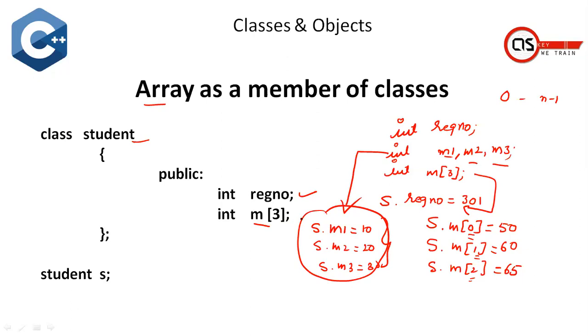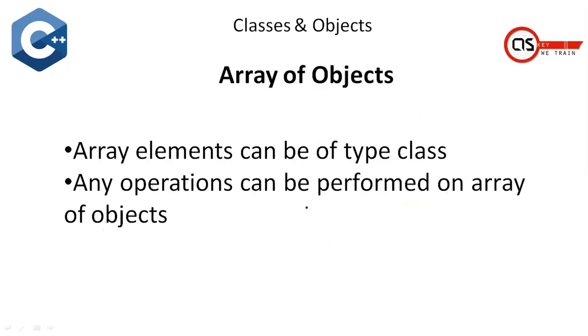So the next concept is array of objects. What is this array of objects? Basically, it is an array whose elements are of type class. We know that if I take A and declare it as an integer of size 5, here I have created an array of type integer.